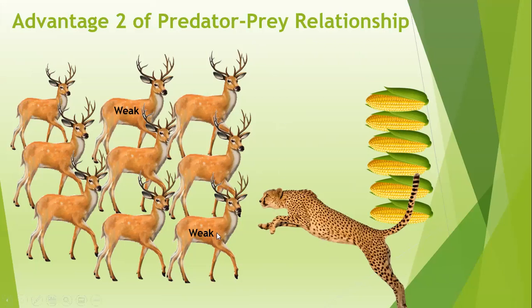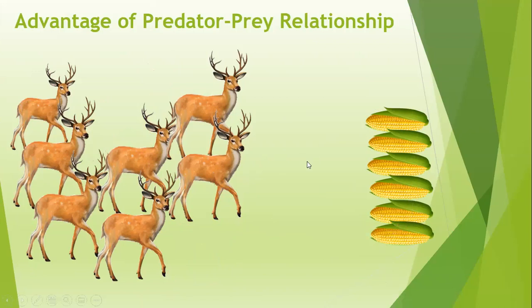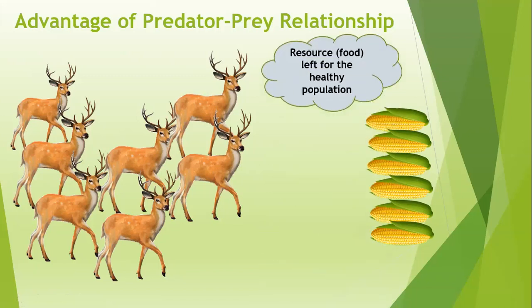Now what happens? This predator will go and attack the weak one and it will eat them. Once they are eaten, they are removed. What happens to the prey population now? The prey population is now healthy. All the sick ones, all the weak ones are removed by the predator. So what is the advantage? The advantage is that the healthy ones get more food because the predator has removed the unhealthy ones. Unhealthy ones gone, healthy ones get more food.